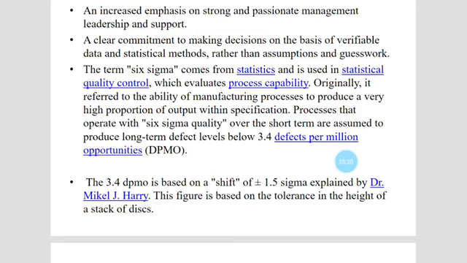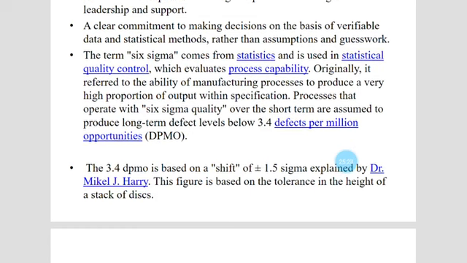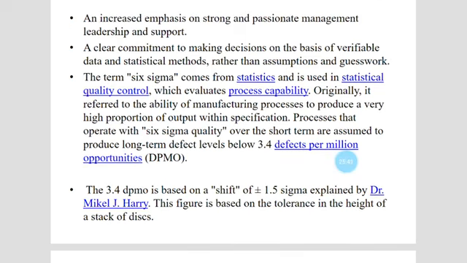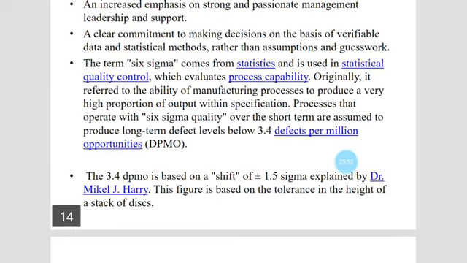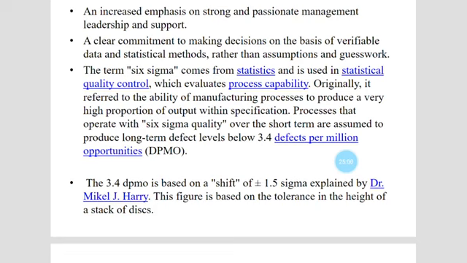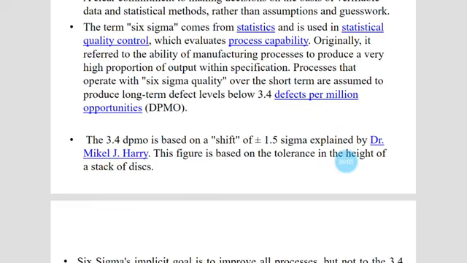control, which evaluates process capability. Originally, it refers to the ability of a manufacturing process to produce a very high proportion of output within specifications. Processes that operate with Six Sigma quality over the short term are assumed to produce long-term defect levels below 3.4 defects per million opportunities, DPMO.